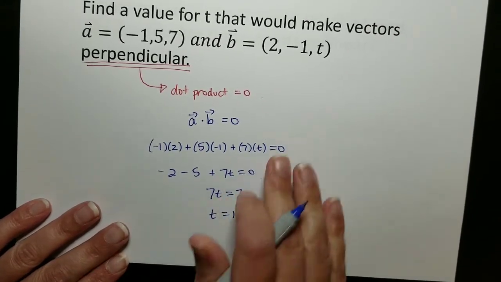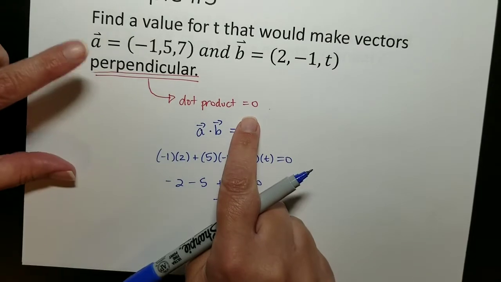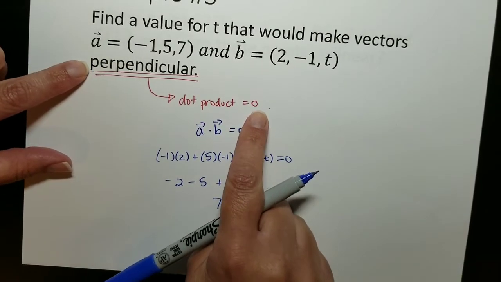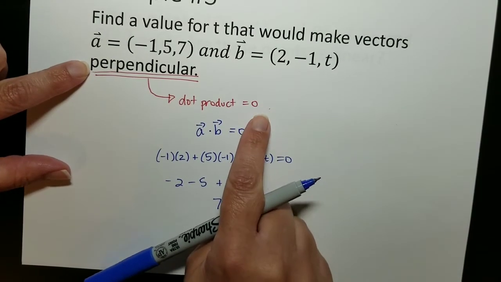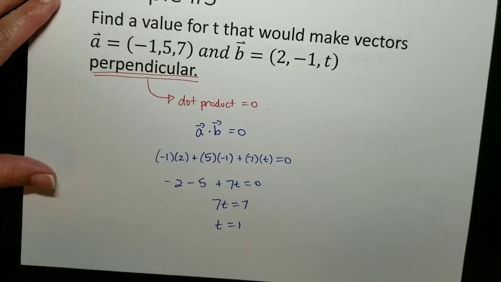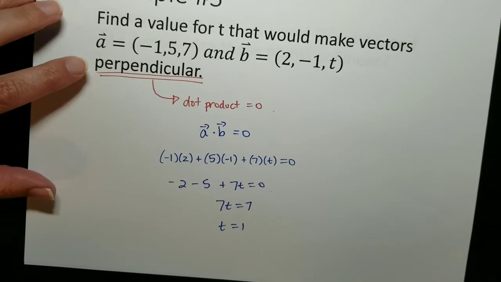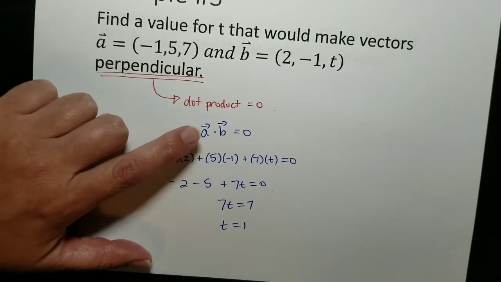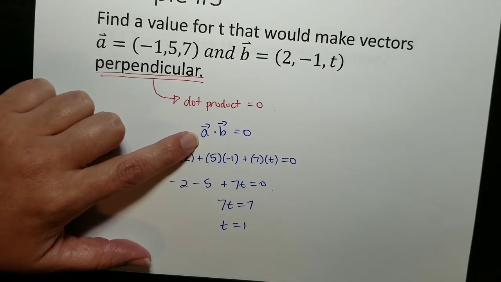So pretty straightforward. The trick here is if you see the word perpendicular, you have to immediately think that means the dot product's 0. Almost always, probably 80 or 90% of the time, if you have perpendicular vectors, you're going to have to write down a dot b equals 0 in some part of your solution.